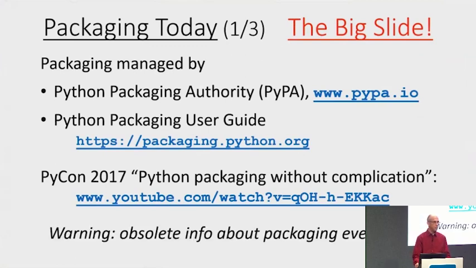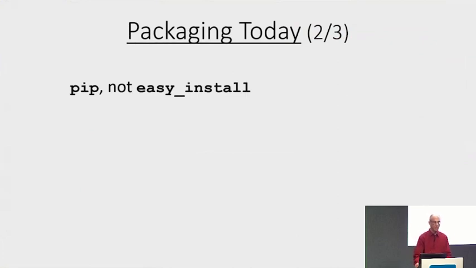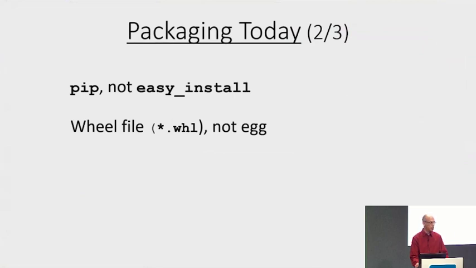And just as a warning, there is obsolete information all over. There's been so many changes and additions to packaging that it's very confusing. That's partly why I took on this topic, so I could figure it out. So packaging today, use pip. Used to be easy_install, which is still installed with Python. So pip is recommended. The distribution media is a wheel file.